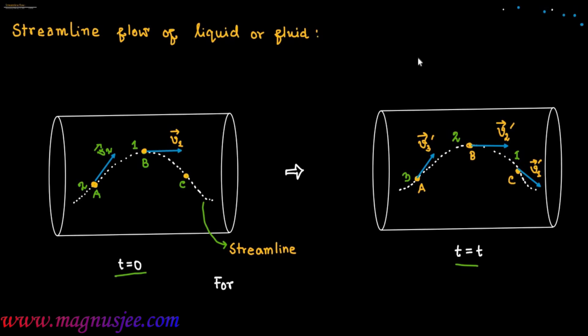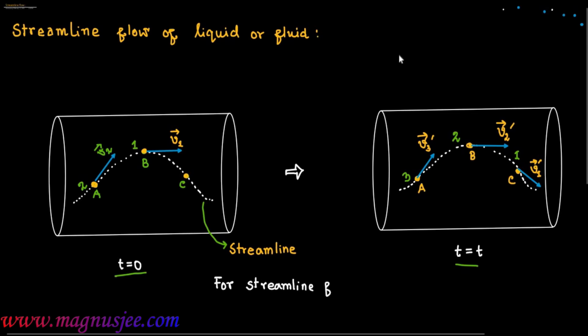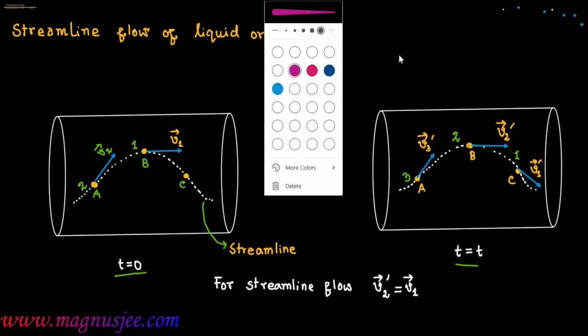For streamline flow, while crossing the point B, every particle has the same velocity in magnitude and direction as that of its preceding particle. Therefore, vector v2 prime will be equal to vector v1. For streamline flow of liquid, vector v2 prime is equal to vector v1.